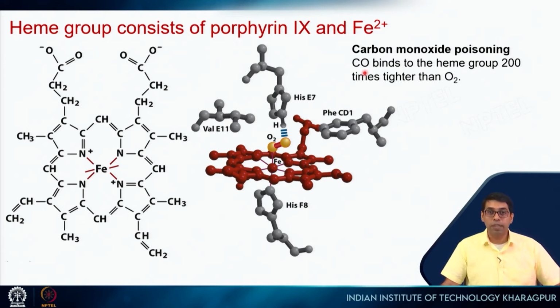So, in poorly ventilated places where you have some source of carbon monoxide, maybe from some fire or maybe from some diesel generator that is running, it can create a substantial amount of carbon monoxide that the person can breathe, and that will result in inhibition of hemoglobin.